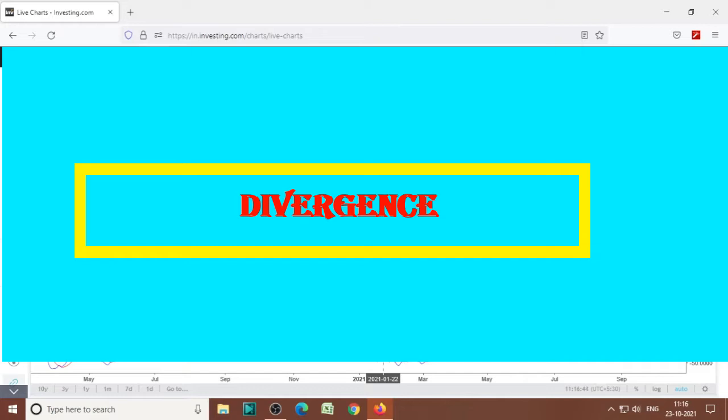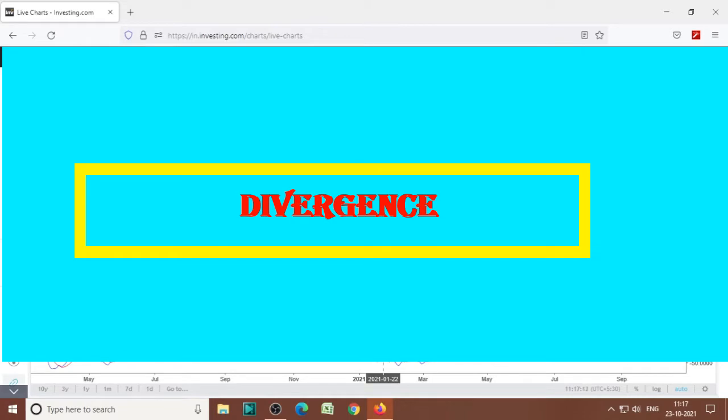So divergence is simply of two types: one is normal divergence and the second is advanced divergence. We will only use normal divergence because we will work in the equity segment, and in the equity segment we can only take long positions. That's why we will only use normal divergence, and in normal divergence we will only use bullish divergence.